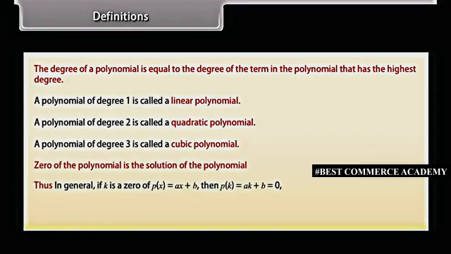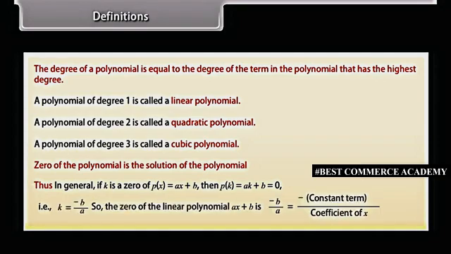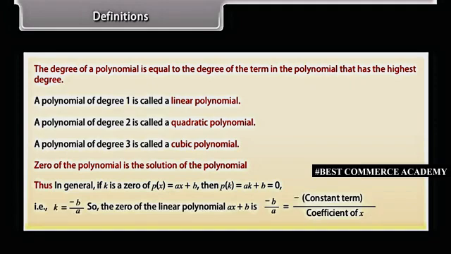Thus, in general, if k is a zero of p(x) = ax + b, then p(k) = ak + b = 0. That is, k = -b/a. So the zero of the linear polynomial ax + b is -b/a, which equals minus constant term upon coefficient of x.